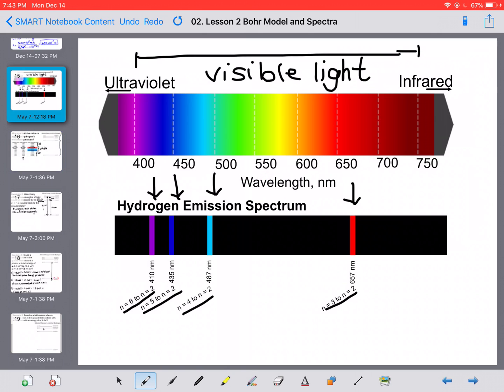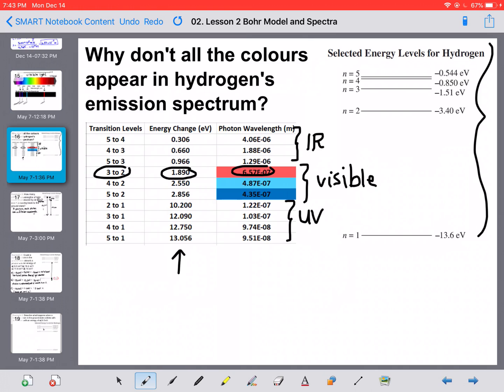Now, I didn't calculate anything for level 6, just because the diagram that I had for hydrogen only went up to level 5. So that's why you're only seeing 3 colors here instead of 4. To see the 4th color, I would have had to do some calculations involving transitions from the 6th energy level, but I didn't want to do that. So anyway, this is just supposed to be explaining why you only see some colors in the spectrum and not all of them.